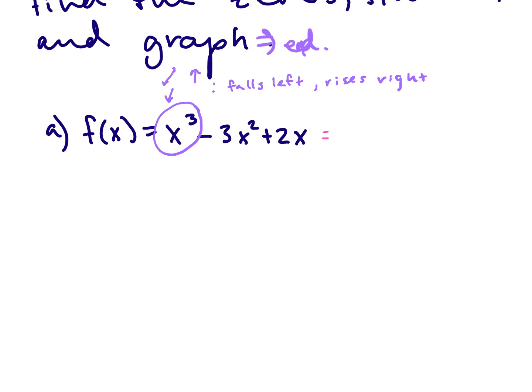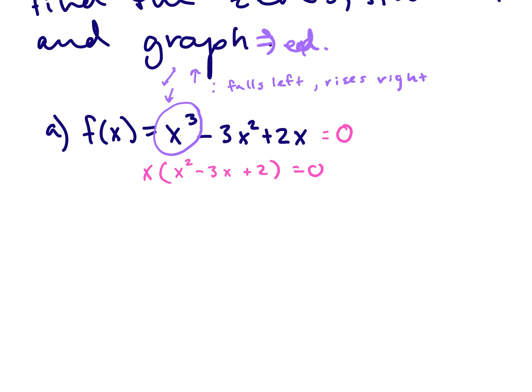I also want to find my zeros, so I'm going to set this equal to 0. What should I do next? Take out an x. I have a greatest common factor of x. So I'm left with x squared minus 3x plus 2. What can I do next? You can divide out x. I would divide out x because it helps visualize it better.